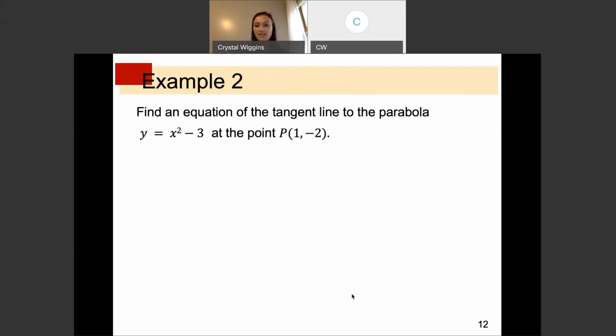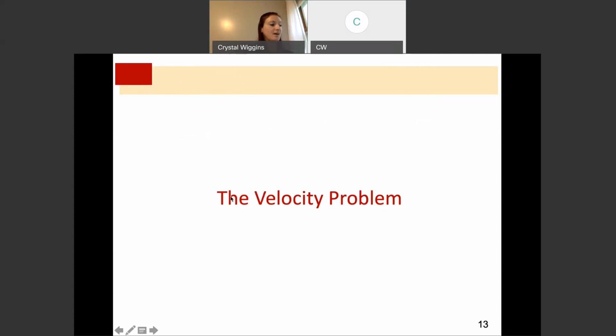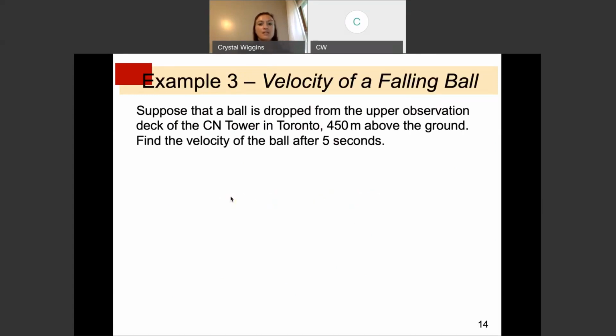Now let's try one together. So to do this, I am going to jump over to our whiteboard, share my whiteboard, and we are going to do this problem together. So the problem states that we have an equation y equals x squared minus 3 is our parabola, and we are curious about the point 1, negative 2.